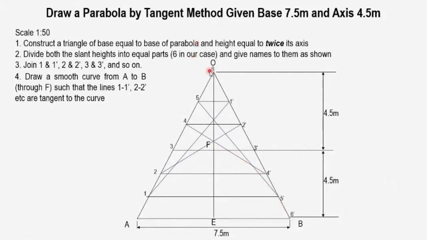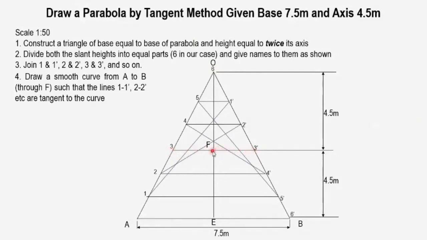When you divide this AO and OB in equal number of parts, make this an even number of parts, 6 or 8, not 5 or 7. If you divide it into 5 parts or 7 parts, then you will not get a horizontal line like this. If you divide it into even number of parts, then here we have line 3, 3 dash as a horizontal line. If you divide it into 8 parts, then 4, 4 dash will be a horizontal line.